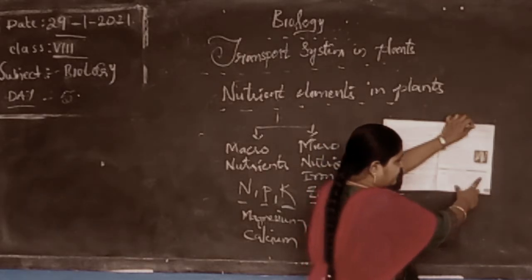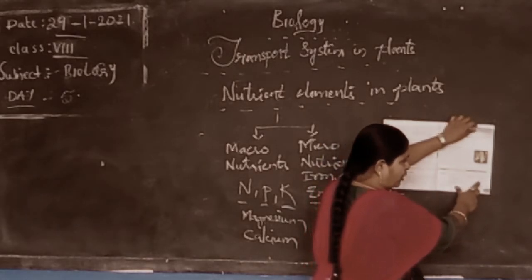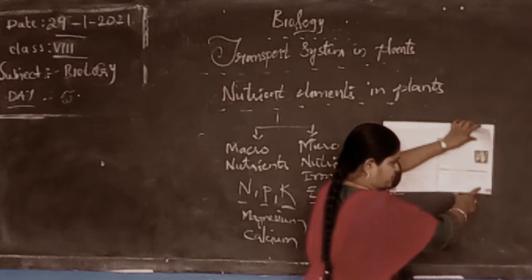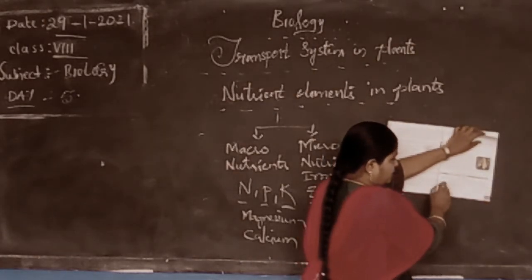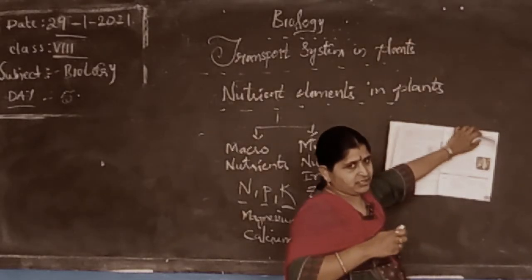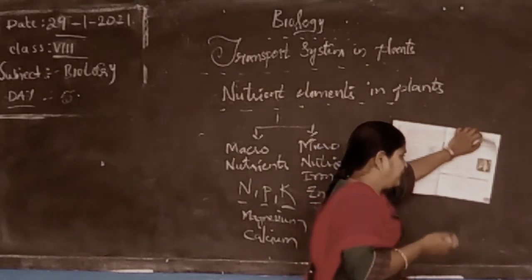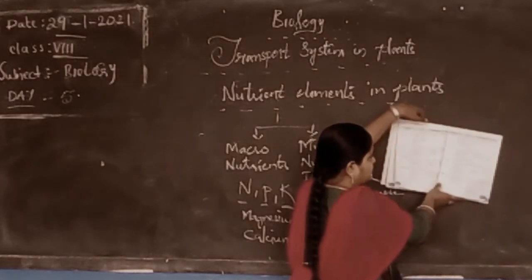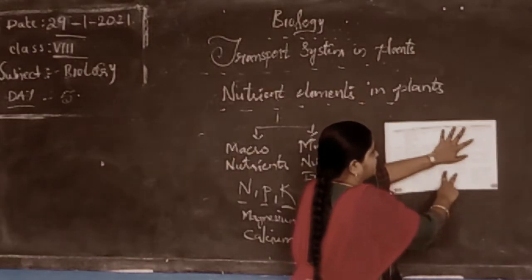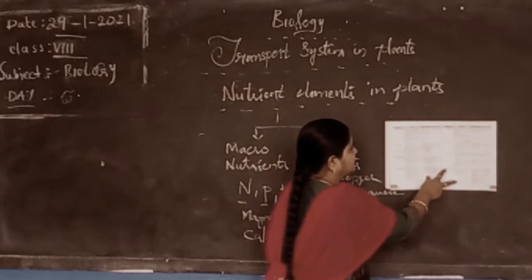Next, how should it be supplied? See, in the form of ammonium nitrate or urea, manures also can be used. Even with this supplement, we can satisfy the nitrogen requirement. Okay, organic manures will be there, chemical manures will be there. First, organic manures are very important for plant growth and development.